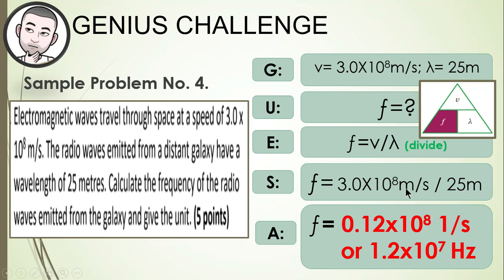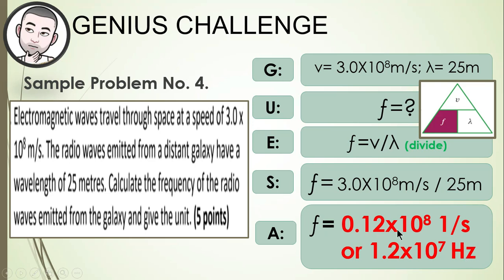As you can see here, m is in the numerator and another m is in the denominator. So when you divide m divided by m, it will give you 1. And then copy the s in the denominator. So 1 over s. 1 over s is also equal to 1 hertz. Since the missing variable here is frequency and the unit for frequency is hertz.